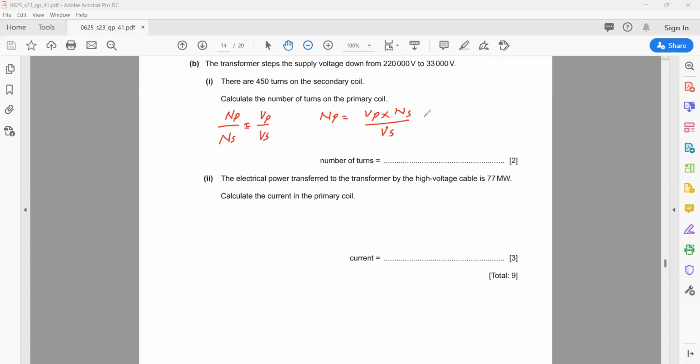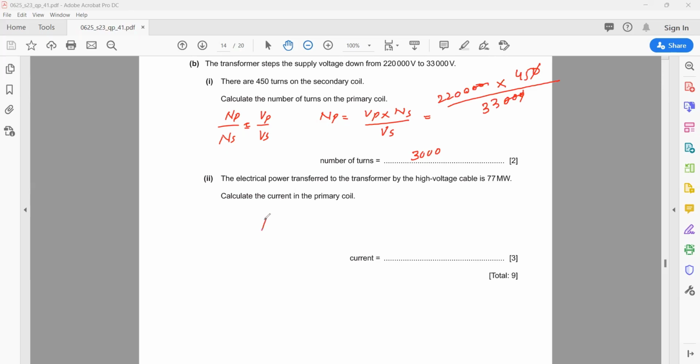So what is VP? VP is 220,000 volts. Multiply by NS, which is 450, divided by VS, which is 33,000. So what answer will you get? 3,000 turns. Next, the current. Do you know the current formula?